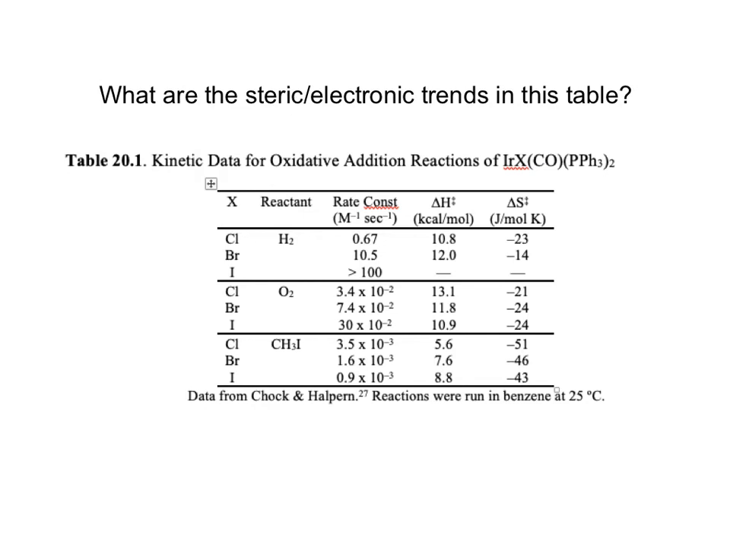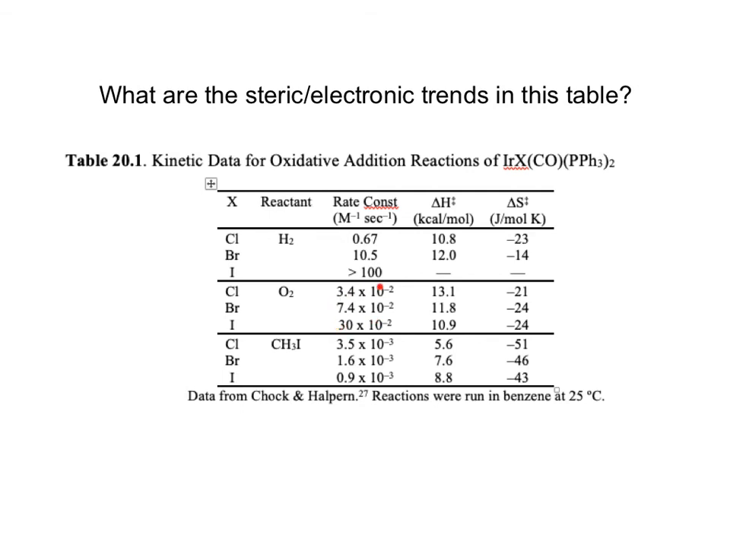So looking at the reaction of iridium X carbonyl bis triphenylphosphine, where X is either chloride, bromide, or iodide, doing the nonpolar oxidative addition with H2 or with O2, what we see is chloride is more electron withdrawing, and there's less electrons on the metal. Iodide, there's more electrons on the metal. The more electrons on the metal gives us a higher rate constant, a faster chemical reaction.